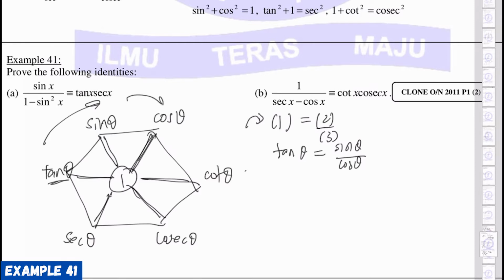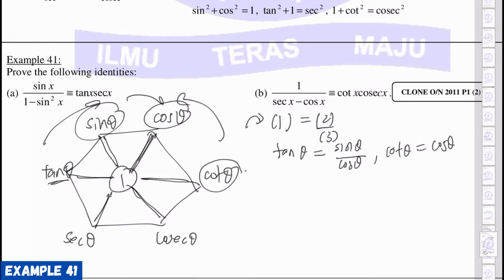Now we can go the other direction. Let's say if I start from cotangent, I go this way. So the first one is cotangent, second one is cos, third one is sine. So basically cotangent is cos over sine. Now you can actually go any way.